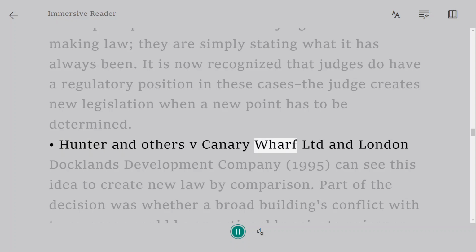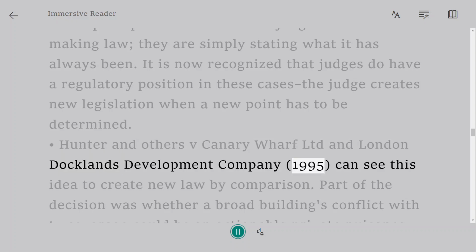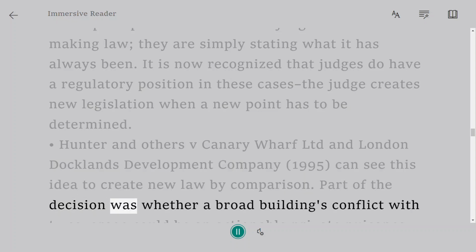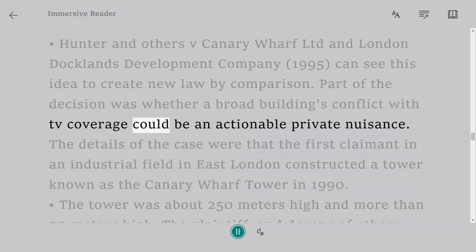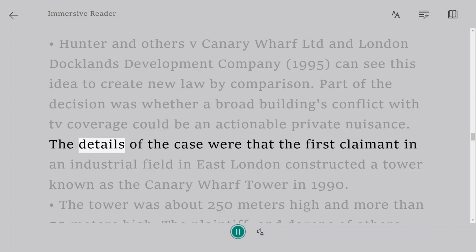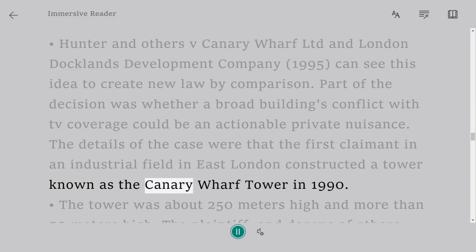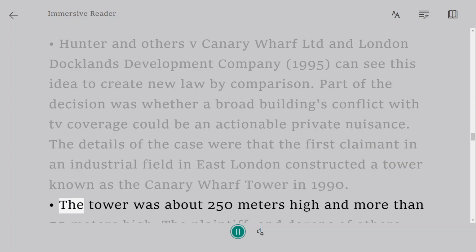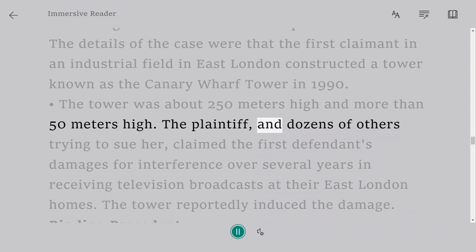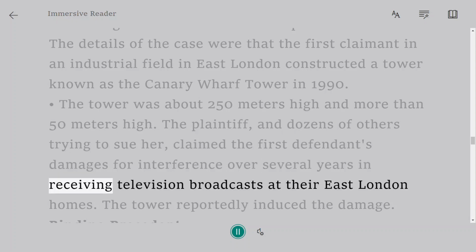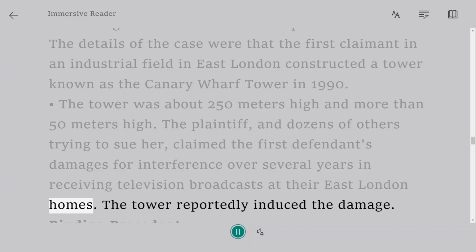Hunter and others v. Canary Wharf Ltd. and London Docklands Development Corporation, 1995, shows this idea of creating new law by comparison. Part of the decision was whether a large building's interference with TV reception could be an actionable private nuisance. The details of the case were that the first defendant, in an industrial area in East London, constructed a tower known as the Canary Wharf Tower in 1990. The tower was about 250 meters high and more than 50 meters wide. The plaintiffs, dozens of others, sued the defendants for damages for interference over several years in receiving television broadcasts at their East London homes. The tower reportedly caused the damage.